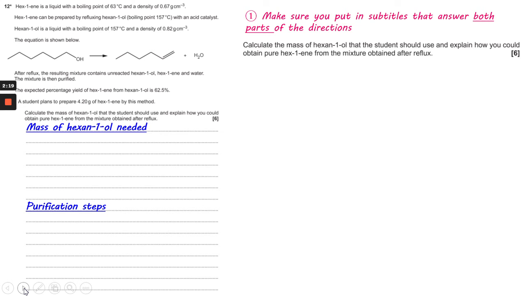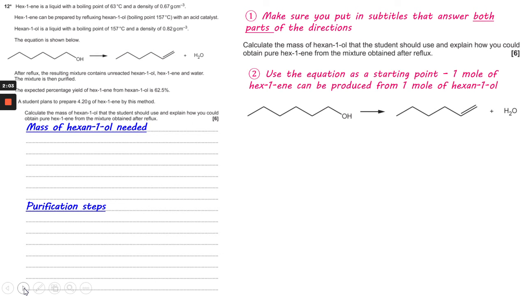That is level 1 being 1 and 2 marks, level 2 being 3 or 4 marks, and level 3 being 5 or 6 marks. So you want to give yourself the best possible chance of getting a high number of marks on this, obviously. So you use the equation as a starting point. 1 mole of hex-1-ene can be produced from 1 mole of hexan-1-ol. So to work out the number of moles of hex-1-ene that we're trying to make, it's 4.2 grams. So you divide that by the molar mass of 84 grams per mole to give you 0.05 moles.